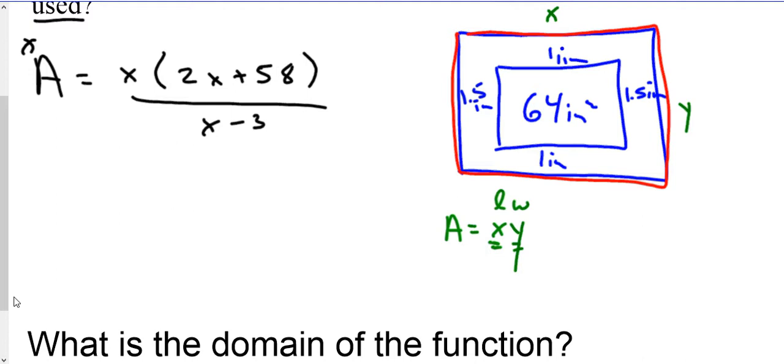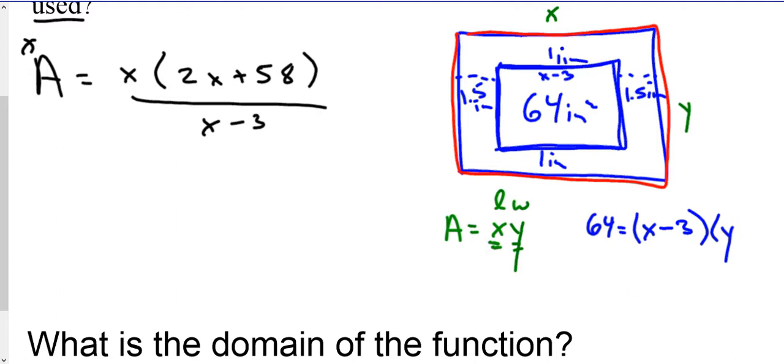Now, to do this, we're going to use our other area. The area of this inside portion is going to be 64 square inches. Well, 64 is going to be length times width again. However, this length is going to be x minus 3, and then you're going to have the top, which is going to be times y minus 2. How did you get that? We took our x, and we have to subtract these two margins, which are 1.5 and 1.5, which is 3. We're then going to take our y value and subtract these margins, which are 1 each, so it'd be 2.